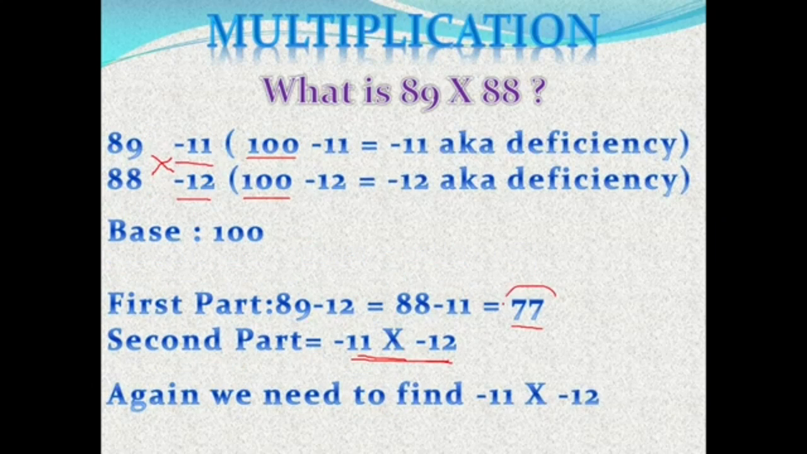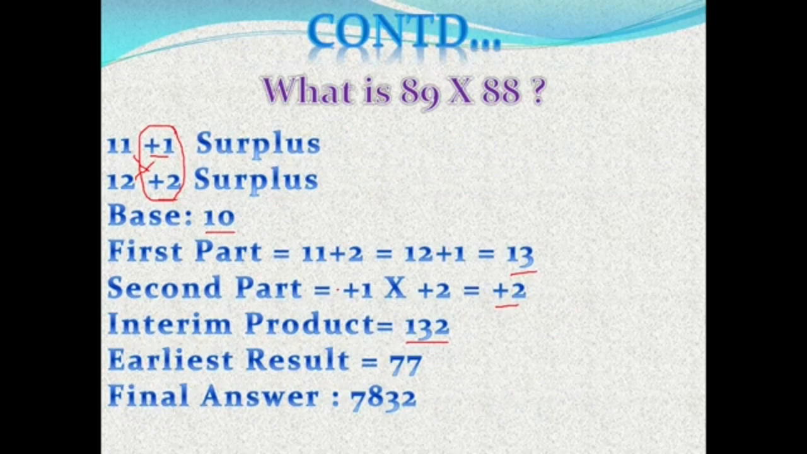77. So what I should do is add 132 to 77. So I'll be getting 77 added with 1, 3 and 2. What I will be getting is, 7 plus 1 will become 8, and 7 as usual, and 3, 2.